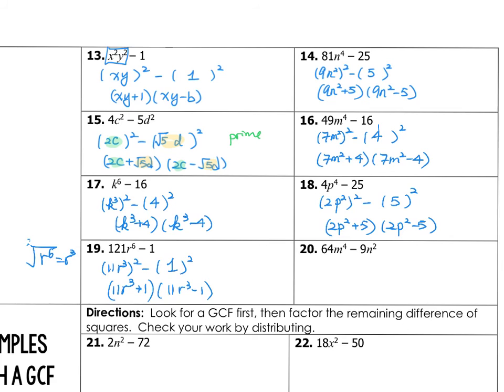Now the last one, number 20, something squared minus something squared. So let's square root it if I want to take a square out. 8 times 8 is 64. Square root of m raised to the 4th is m squared. Square root of 9 is 3. Square root of n squared is n. So now it's 8m squared plus 3n times 8m squared minus 3n.